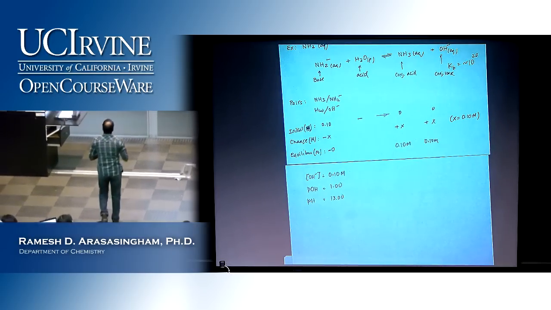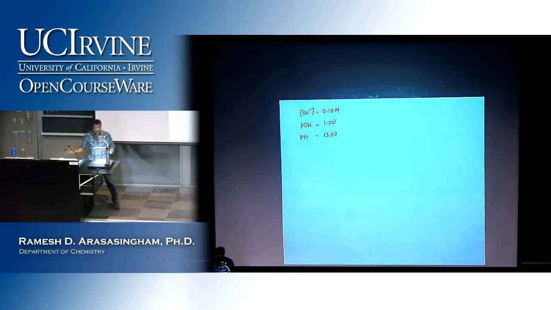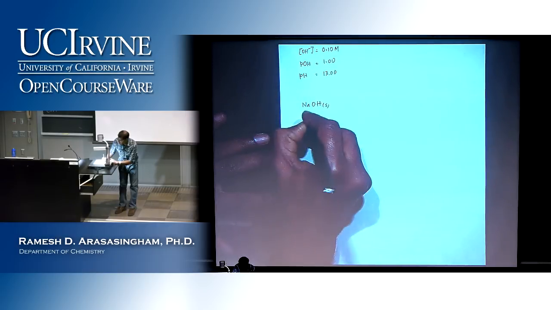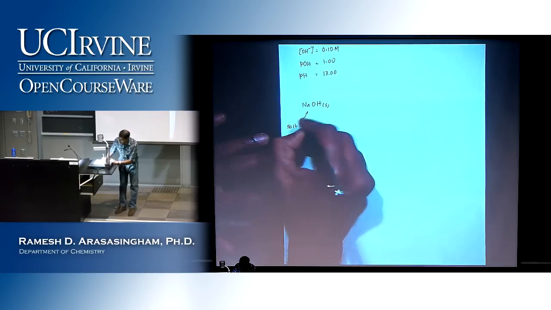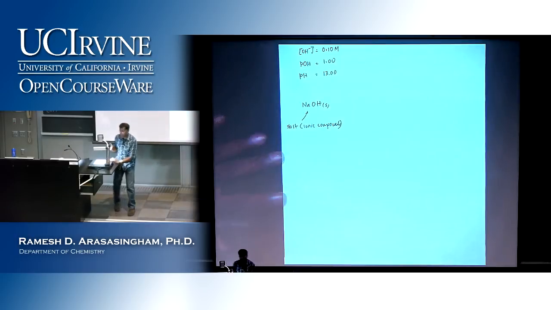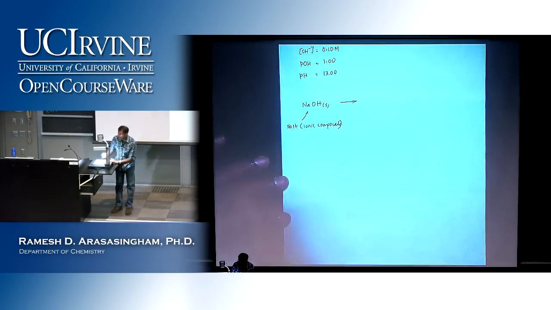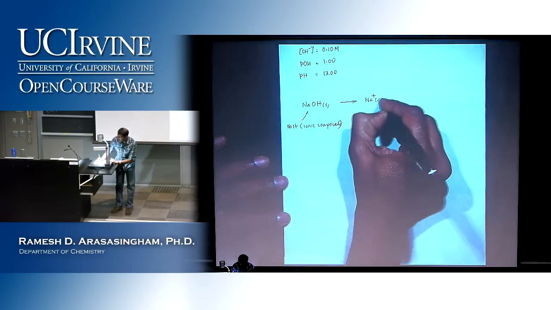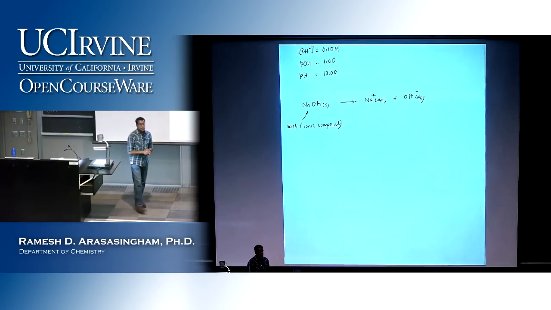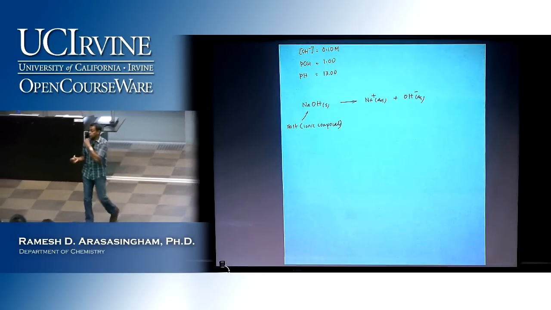All right? Now, another example is sodium hydroxide. Now, sodium hydroxide is a salt or an ionic compound. And so if I place sodium hydroxide in water, it will dissociate completely to give me Na+ aqueous and OH- aqueous as well. So this is another example. Sodium hydroxide is a strong base as well.